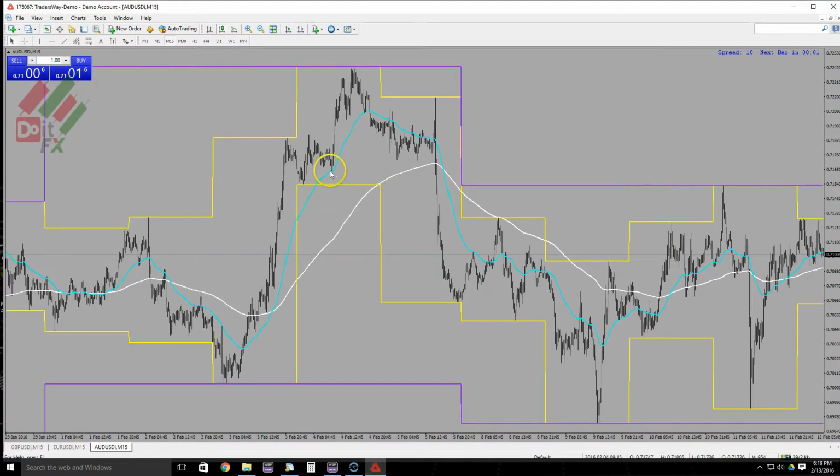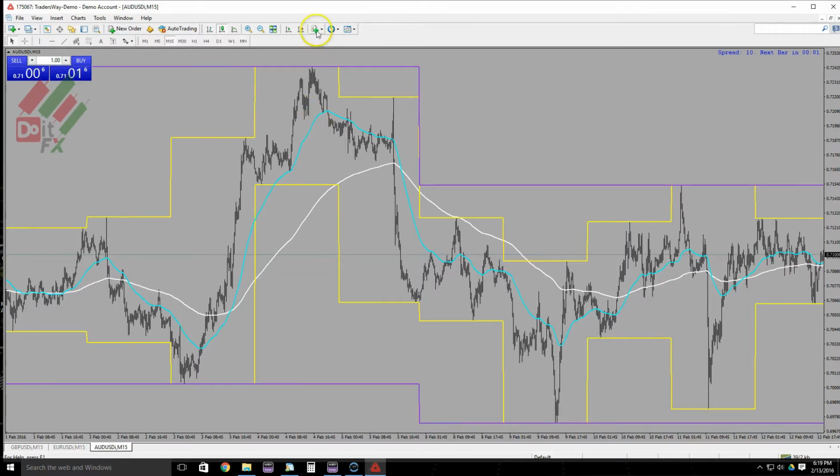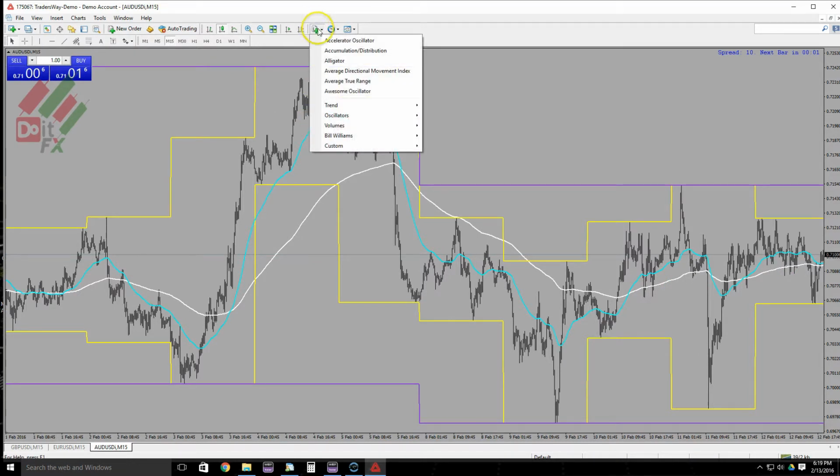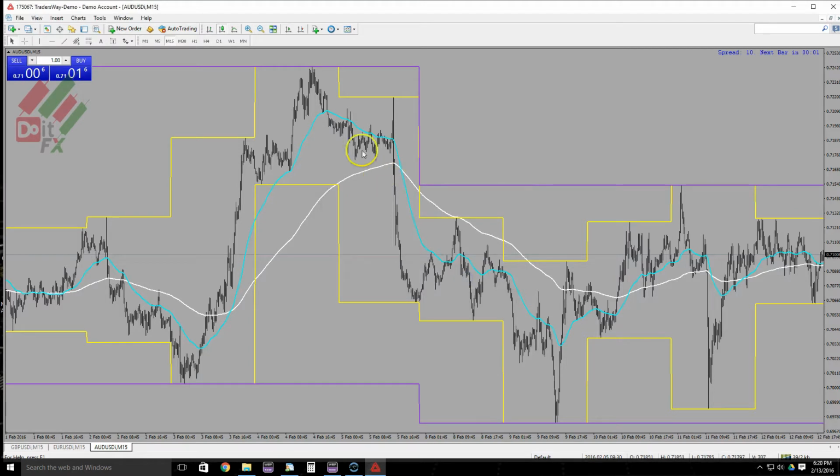Now, these moving averages come with the template that I gave you guys, the FX Snipers template. If you just want to add them, all you've got to do is click on this icon, which is trend, moving average. So the 200, I have it as white, the moving average method is exponential, applied to close. In here you can adjust how big you want it. That would be your choice. So the 200, and the other one is the 50.